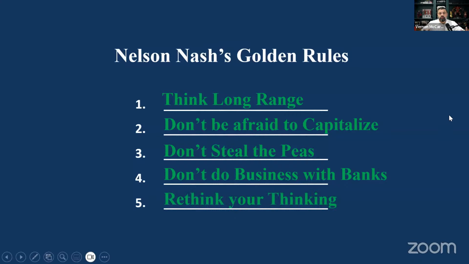Now, you've got to rethink your thinking. I believe this was a 5th golden rule that was added shortly before Nelson passed. I could be wrong on this, but I think he credits Jason Lowe for coming up with this 5th golden rule. It's rethink your thinking, because when you think you've got something, when you think you really know it, when you think you've arrived, that's when you're going backwards. You've got to rethink your thinking.